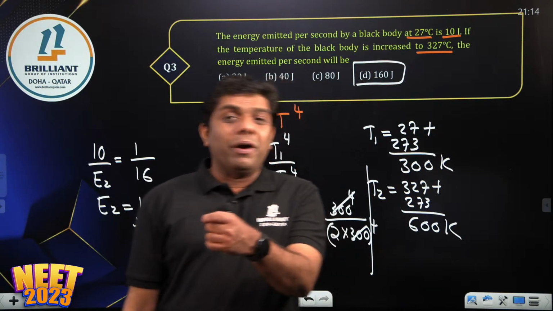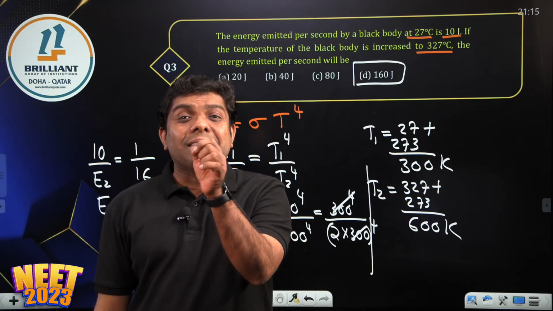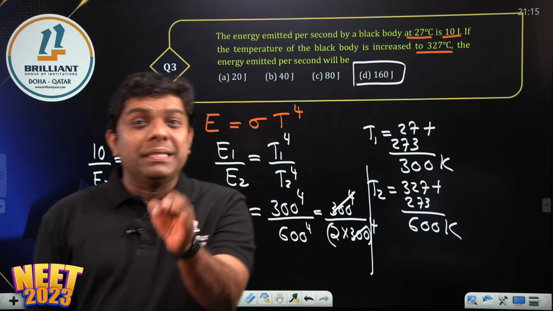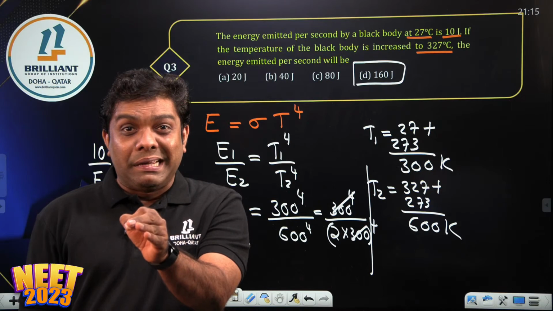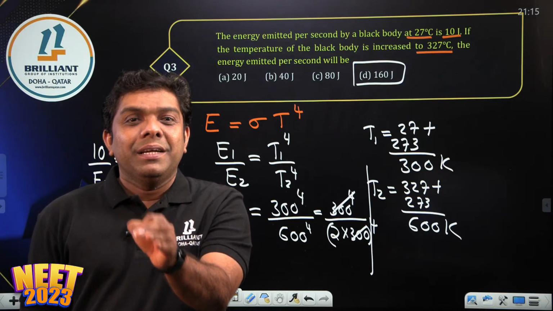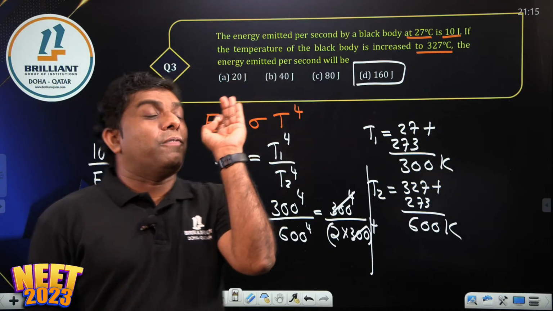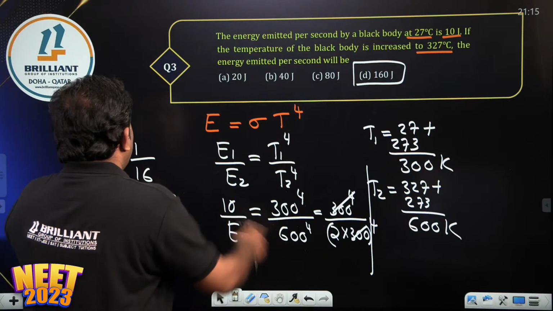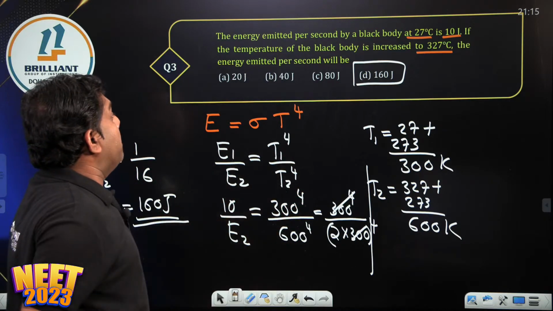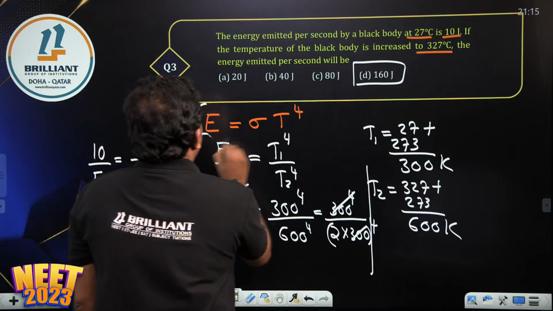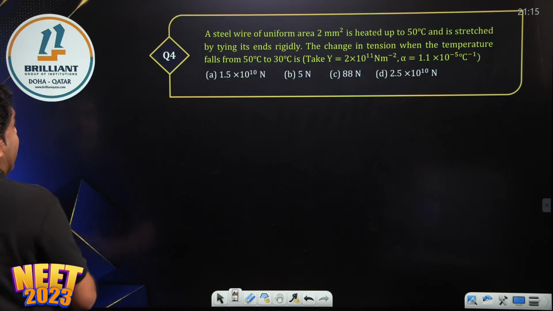Take care, this point is very important. The heat energy released or emitted or radiated from a black body per unit area in unit time is directly proportional to the fourth power of absolute temperature. So E is proportional to sigma T raised to 4, the fourth power of absolute temperature. That is why Stefan's law is important. Now we are explaining the next question.